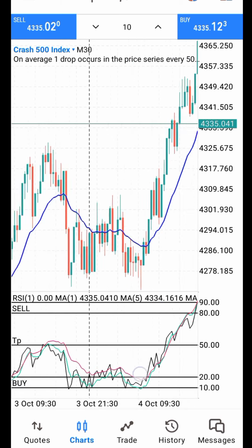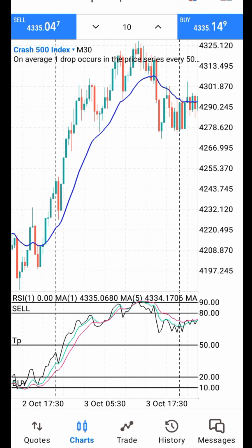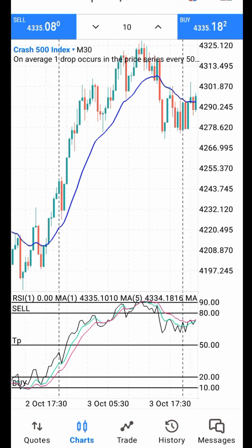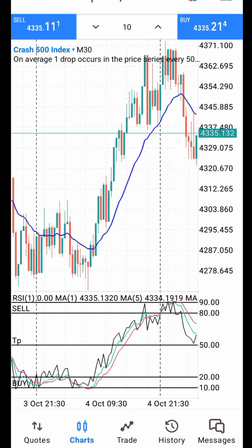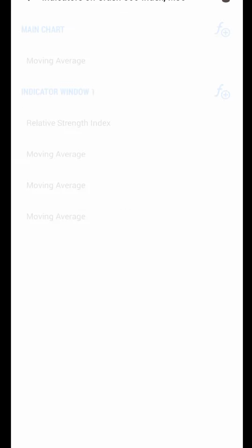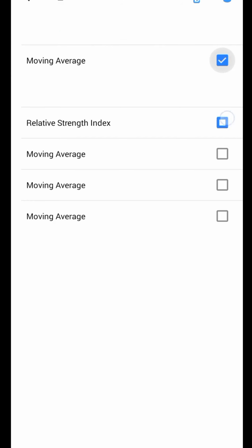All these indicators were made by professionals who are very good in price action. So don't let me talk too much, let's go straight to the strategy. Let me delete everything on my chart and let's add it back together so that we can have a very clear understanding of the strategy.